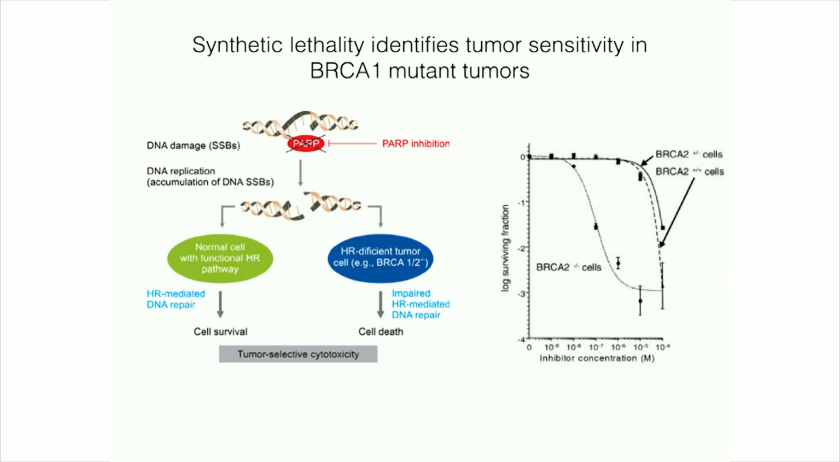And that's seen here really nicely, where if you have BRCA1 either heterozygous or wild-type cells, they're relatively resistant to the PARP inhibitor, but the BRCA1, in this case BRCA2, negative cells are exquisitely sensitive to the PARP inhibition. And just in the last few months, PARP inhibitors have been approved as a therapy for ovarian cancer, BRCA-like ovarian cancers.